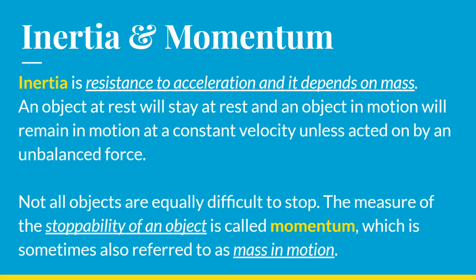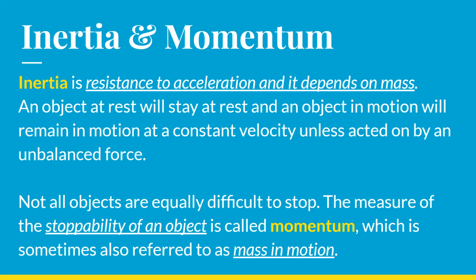So this is related to the warm-up question I just asked you, inertia and momentum. Again, inertia is resistance to acceleration. It depends on mass. And again, that's Newton's first law of motion that's listed up there. An object at rest will stay at rest. An object in motion will remain in motion at a constant velocity unless acted on by an unbalanced force. Okay, so that is something we've talked about previously. And although they are somewhat related to one another, they are not the same thing, because momentum, okay, the definition I have up here is the stoppability of an object.